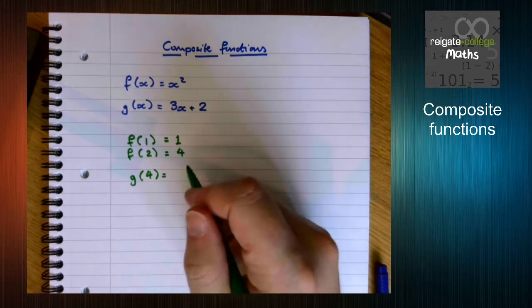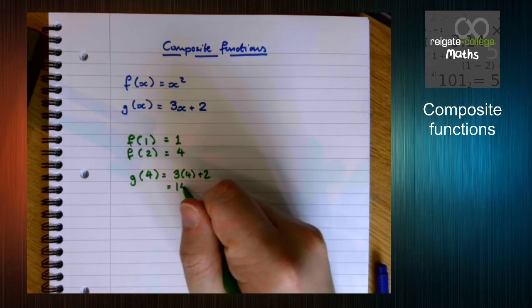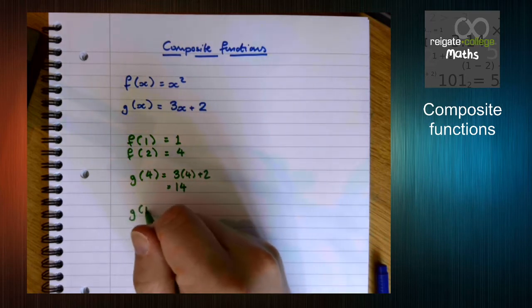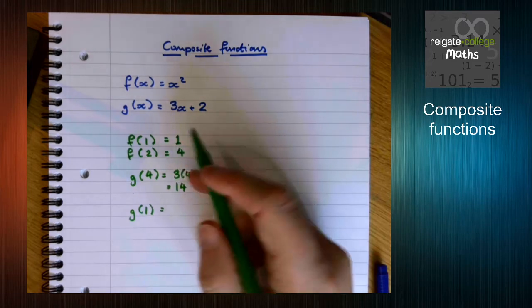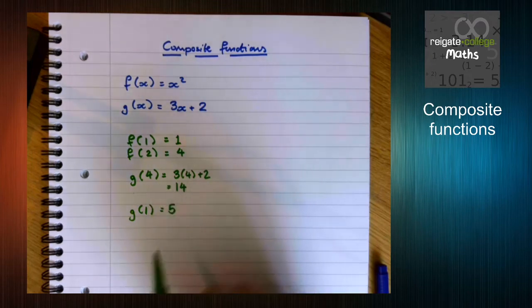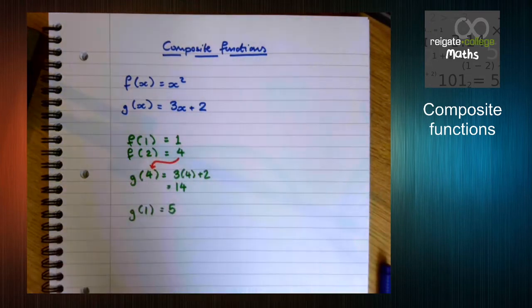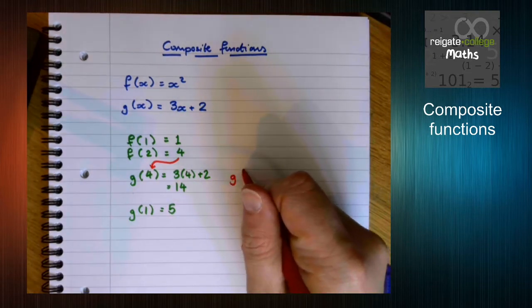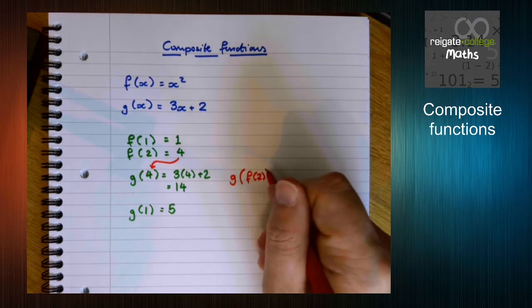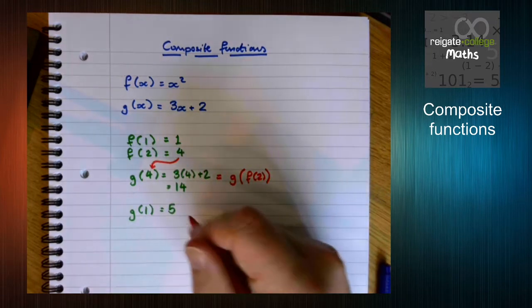g of 4 is 3 times 4 plus 2, which is 14. g of 1 is 3 times 1 plus 2, which is 5. Why did I choose 4 and 1 here? Well, we can see that 4 is the same as f of 2. So g of f of 2 is the same here. 1 is the same as f of 1.